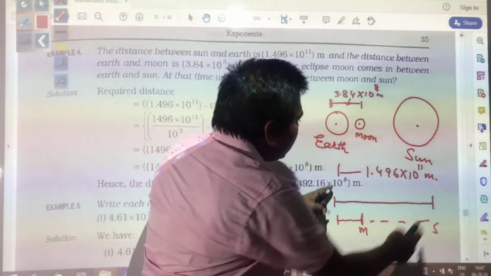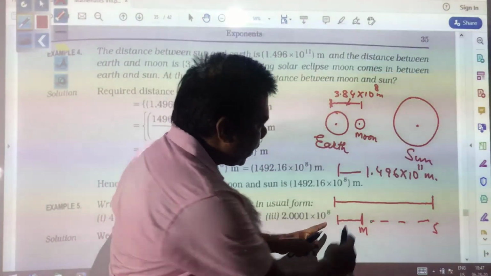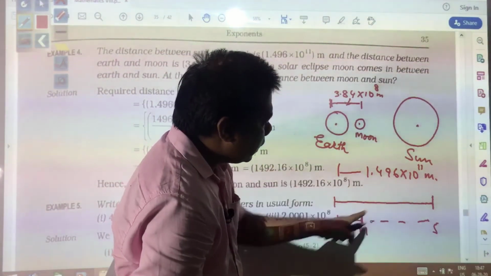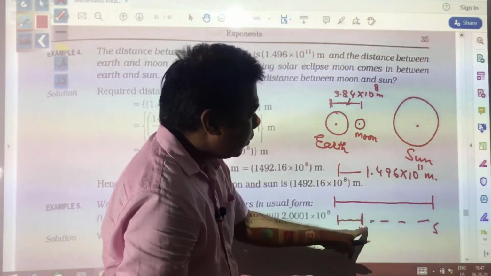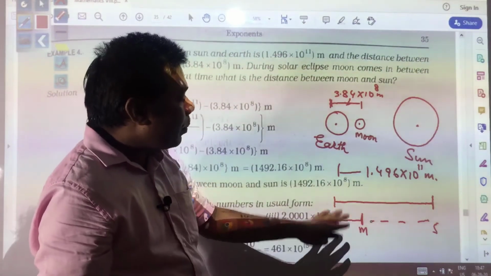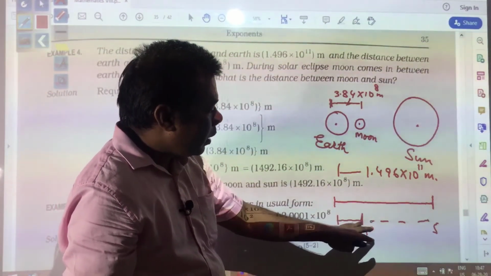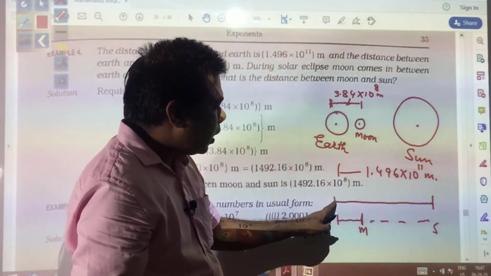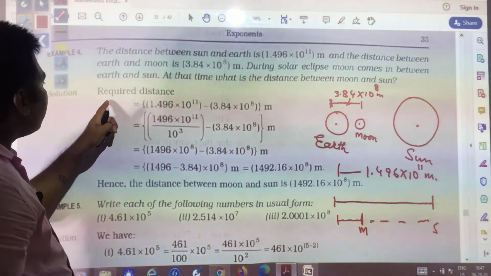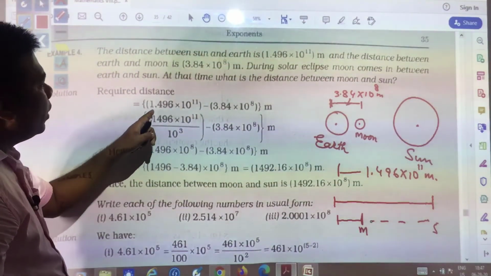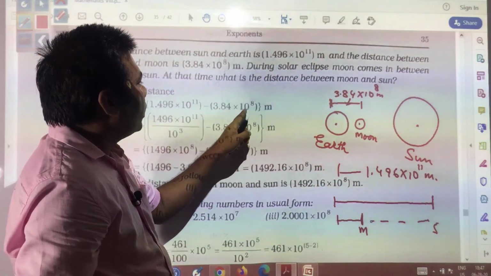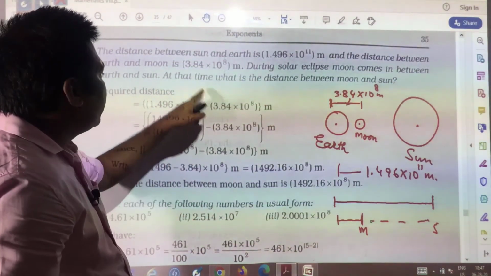From the total distance of earth and sun, you subtract the distance between earth and moon. This number will be subtracted from this number, and you will get this one. So, you need to subtract the distance between earth and moon from the distance between earth and sun. Here you see how it has been done. Required distance will be 1.496 into 10 to the power 11 minus 3.84 into 10 to the power 8 meter. How will it be solved?